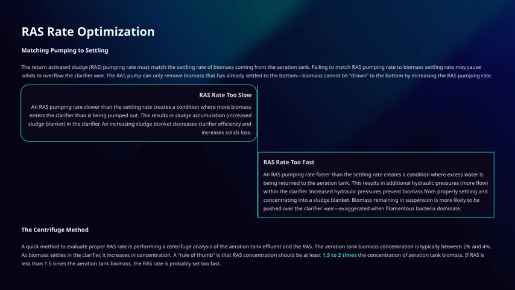Now, to quickly evaluate whether your RAS rate is appropriate, there's a handy centrifuge method. You analyze the biomass concentrations in both the aeration tank effluent and the RAS. Typically, the biomass concentration in the aeration tank is between 2 and 4%. As the biomass settles in the clarifier, its concentration increases. The rule of thumb here is that the RAS biomass concentration should be at least 1.5 to 2 times higher than that in the aeration tank. If it's less than 1.5 times, it's a sign that your RAS rate might be set too high, and you're possibly pumping out biomass too quickly.